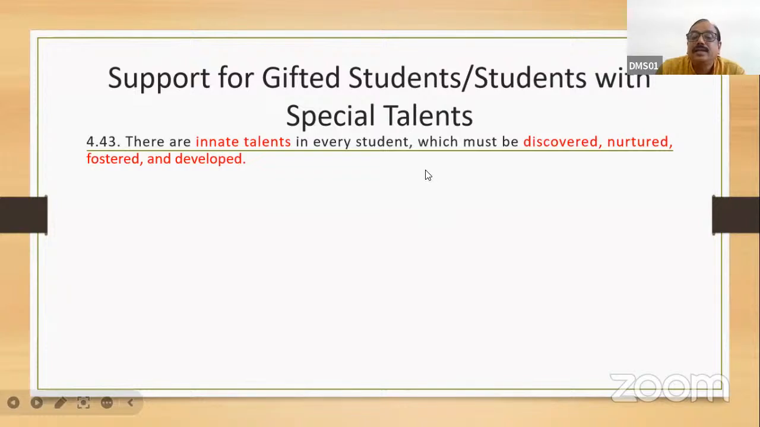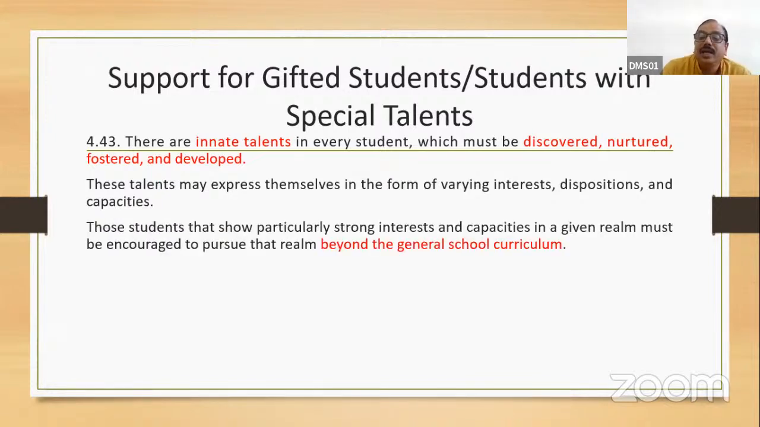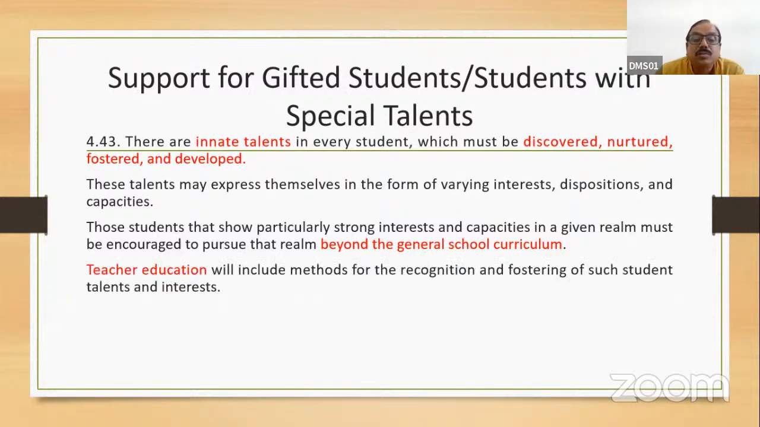So the innate talent that is there in the student must be discovered, nurtured, fostered, and developed. This may express itself in many forms, not in one way, but in many ways, dispositions and capacities. The teacher has to be vigilant, make observations, record them, and try to provide for them. For such students, you need to give a curriculum which goes beyond the general school curriculum. Your general curriculum for general students will not work. We need to give more enriched curricular activities.